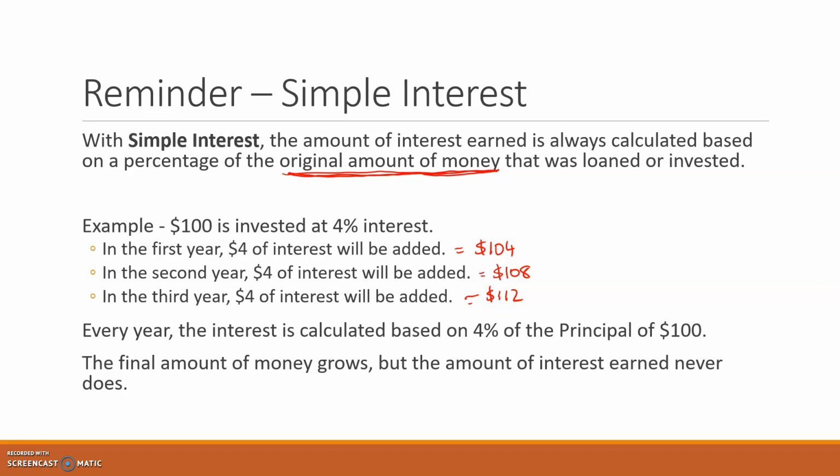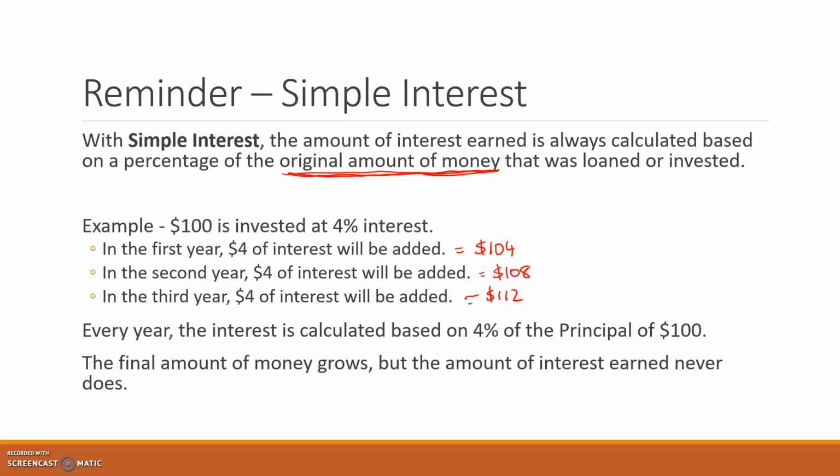Okay, so each year we grew by $4, the same amount every time. And that's because with simple interest, every year the interest is calculated based on a percentage of the original. So in our case, it's 4% of the principal of $100. So what this means for us is under simple interest, the final amount of money we have grows, whether it's in a loan or an investment, but the amount of interest earned never does. Every single year we receive the same amount of interest. And this causes linear growth for our simple interest.